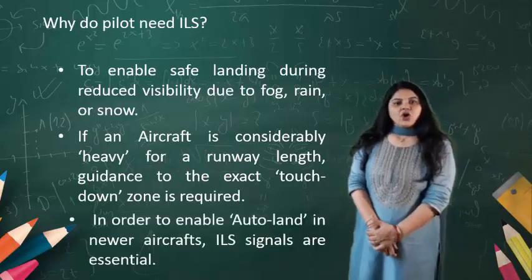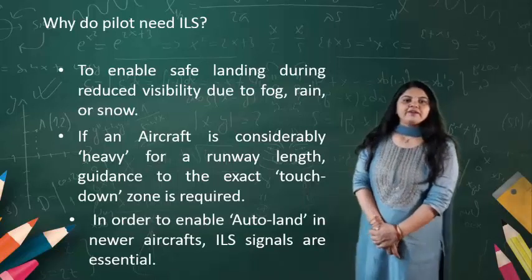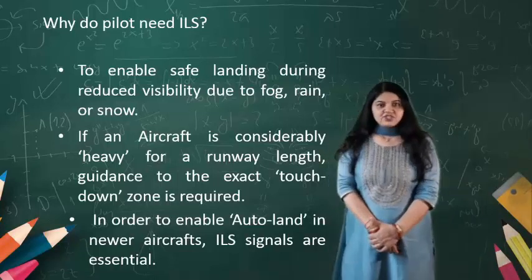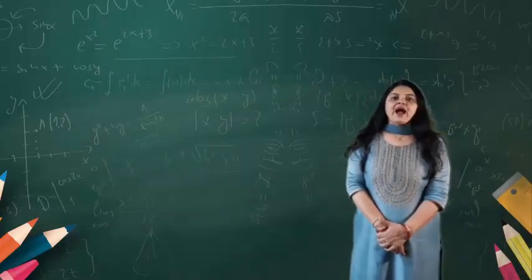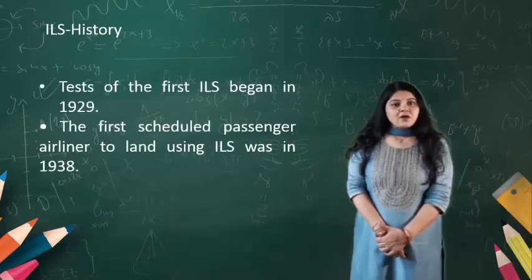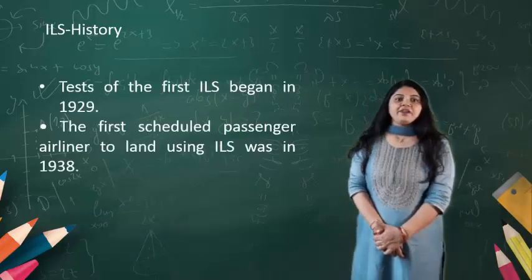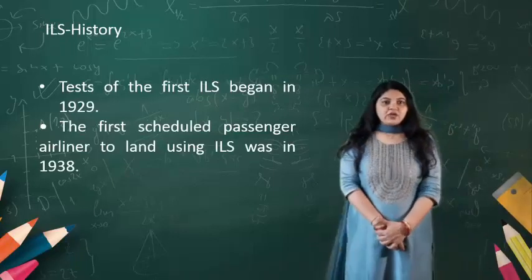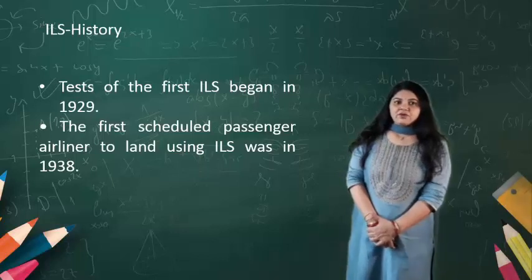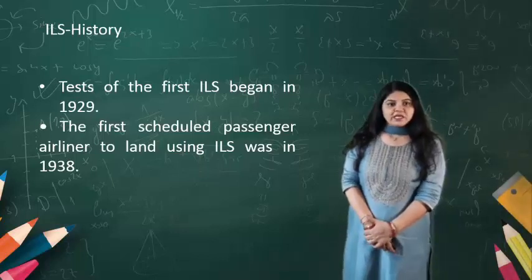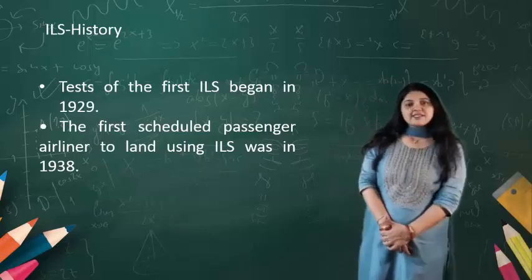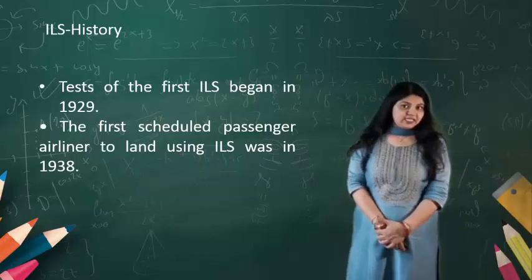So in order to enable autoland in a new aircraft, ILS signals are essential. This way the ILS system is very important. Now, in the year 1929, the test of the first ILS began, and the first scheduled passenger airliner to land using ILS was in the year 1938.